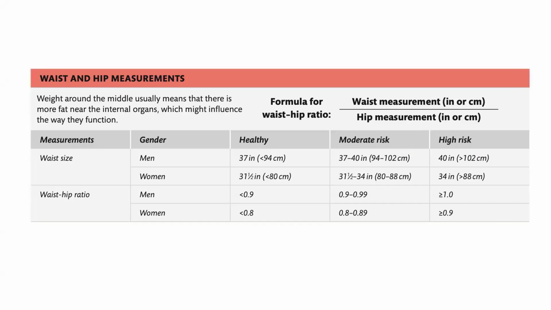For women, healthy waist size is under 31.5 inches. Moderate risk is 31.5 to 34 inches. High risk is over 34 inches.